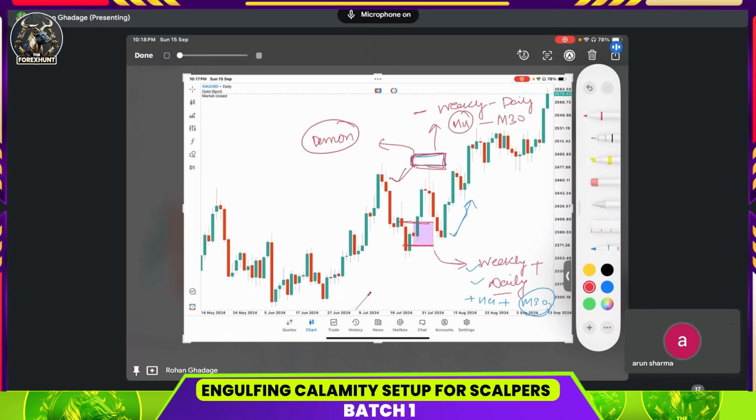You don't have any weekly time frame, you don't have daily time frame. You just have H4 setup, H4 engulfing, and within that you have a setup. So do you normally think this can work? It gives only 20, 30 pips, right? Scalping. Do you think 20, 30 pips is a good idea to take risk for 30 pips SL or 40 pips SL? No, sir, no.